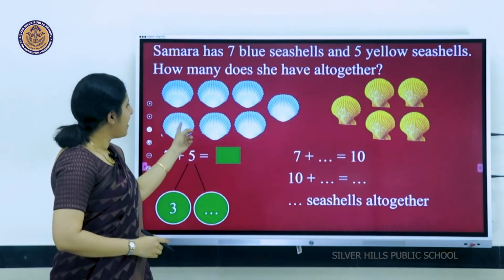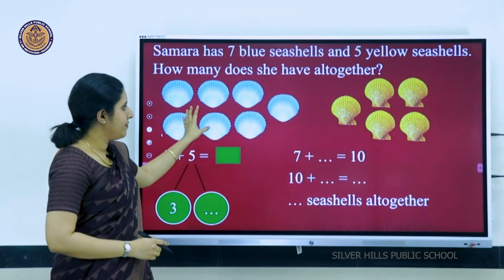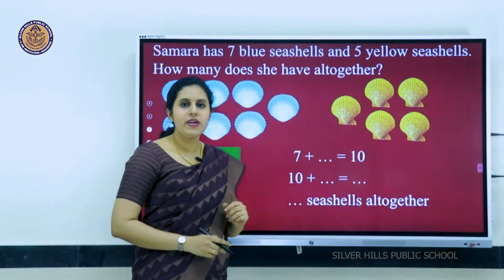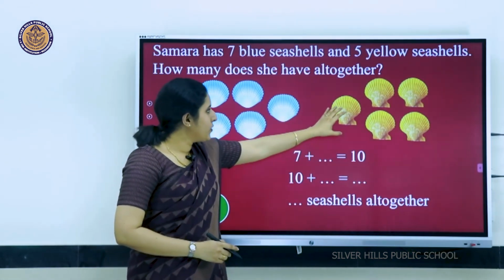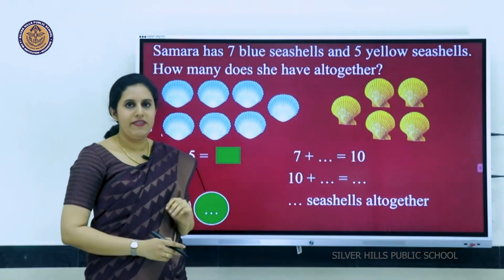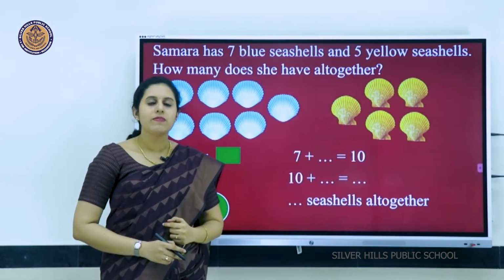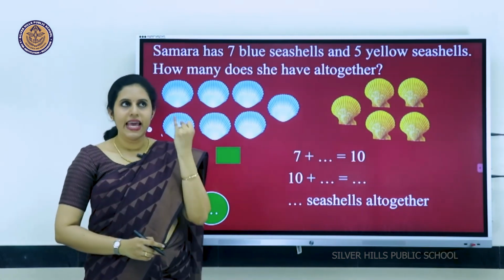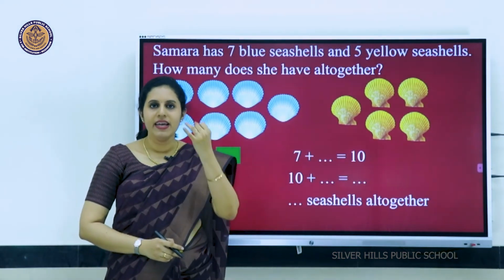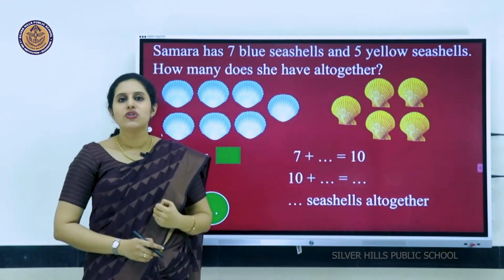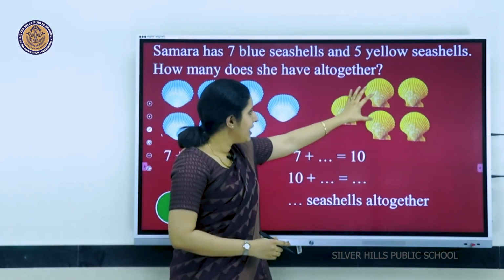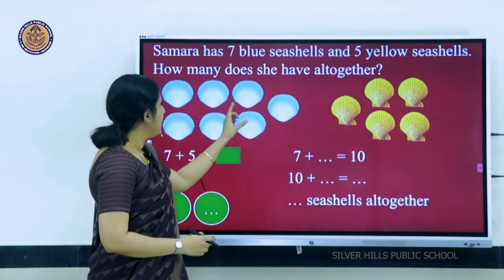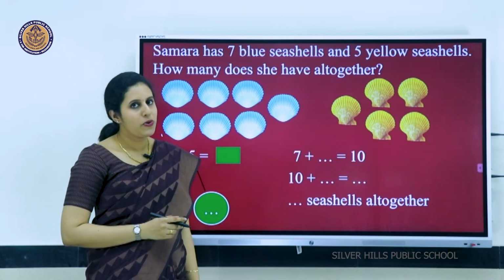Since there are 7 blue seashells on the left side, let's think how many seashells from the right side we need to take and put with the left side so that it becomes 10. Let's think. 7, 8, 9, 10. Yes. So, if you take 3 yellow seashells from this side and put them together with the left side, you will make a group of 10.